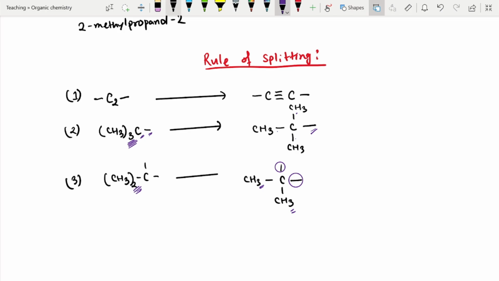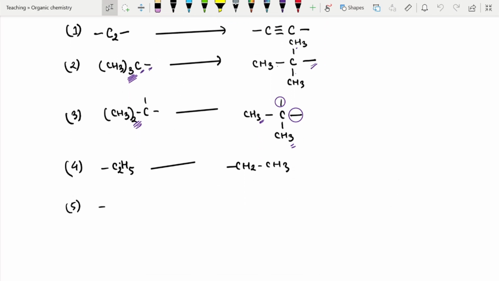And then let's move to number 4, which is pretty obvious. This is C2H5, which is ethyl, bond CH2 bond CH3. And so you will find propyl, which is pretty obvious, which is C3H7, which if we split we will get CH2 bond CH2 bond CH3, right?